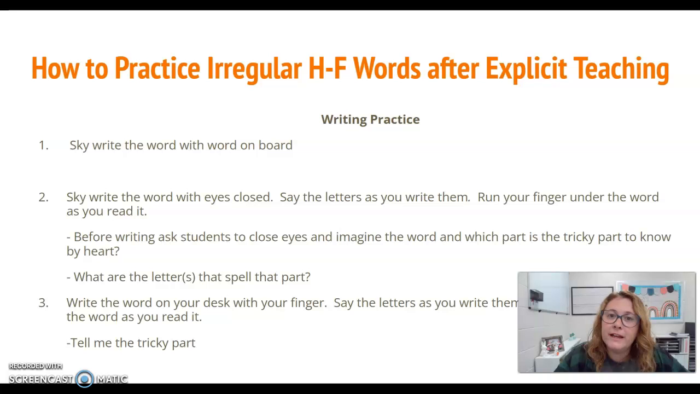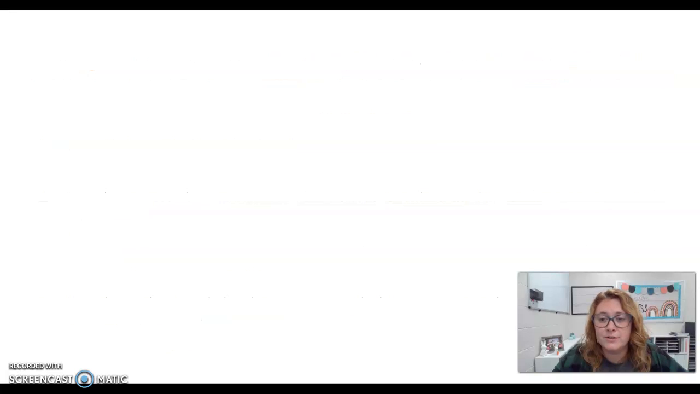When we get to irregular high-frequency words with writing, we can utilize skywriting to help our students. After skywriting, we're going to ask our students to close their eyes and begin to visualize the tricky part of the word. Ask them what the tricky part is before you spell, then spell the word and read the word. Writing on the desk with the fingers is another quick way to practice. And remember, always ask students what is the tricky part.